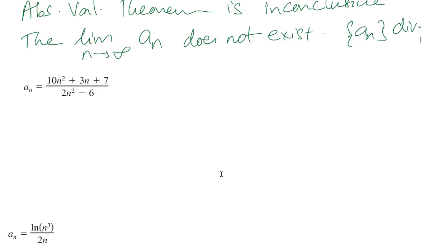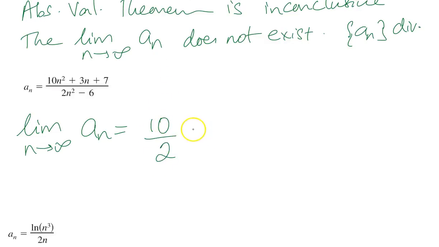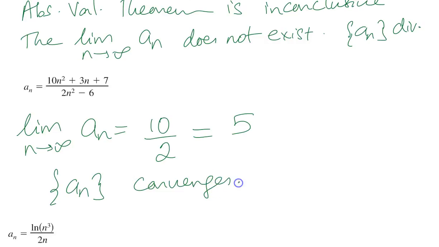Okay, the next one is easy. What is the limit of this sequence? Find the limit as n goes to infinity of a_n. And guys, this is a_n. What is that limit? Both top and the bottom have the same power. So the limit at infinity is going to be coefficient of the leading power divided by the coefficient of the leading power. That is 5. So we would say the sequence a_n converges.